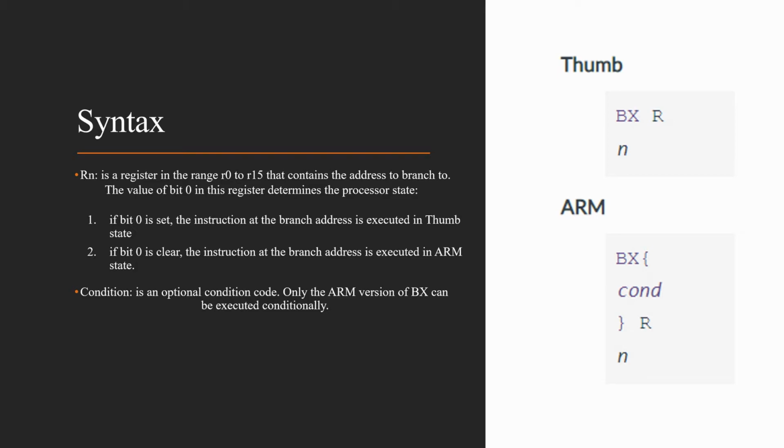Condition is an optional condition code. Only the ARM version of BX can be executed conditionally. For Thumb we write the encoding BX Rn. For ARM context, we write BX, then in brackets we write a condition, and we put the Rn.